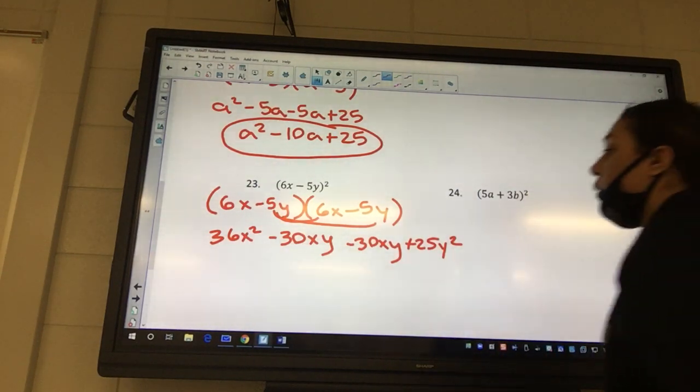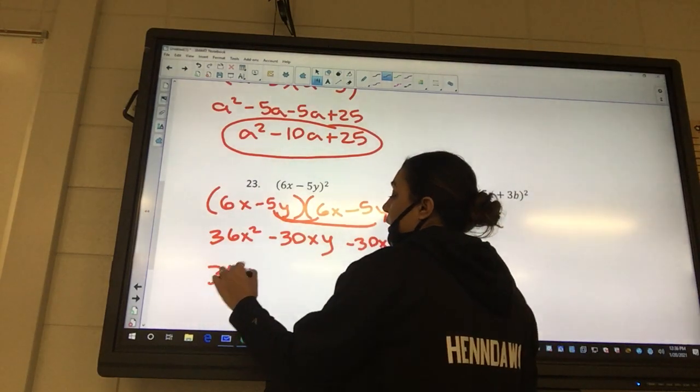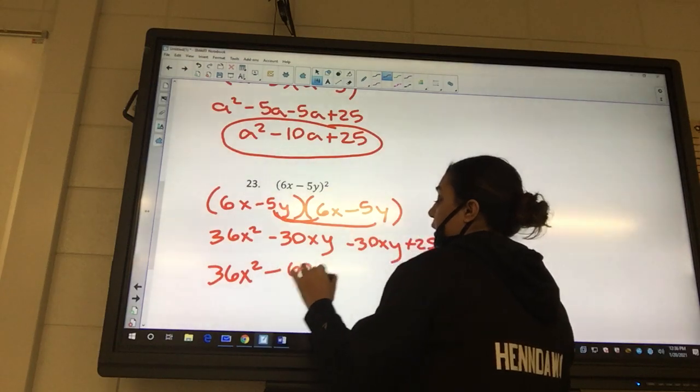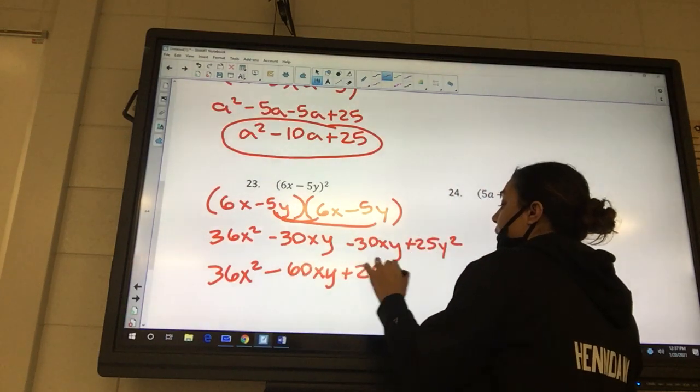Okay, and we can combine our middle one. So I got 36x squared minus 60xy plus 25y squared.